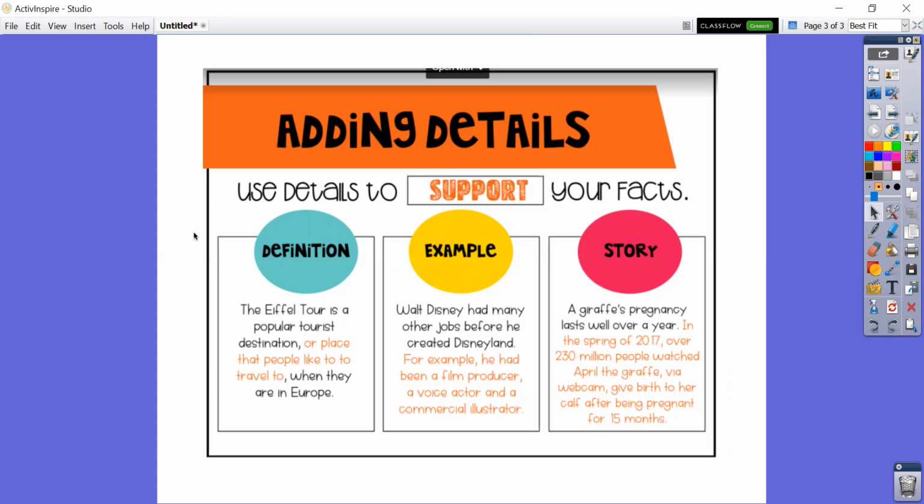So you're going to have an opportunity to fill out this same chart for your piece. You're going to give a fact and use a definition to help you support that. You're going to give another one and use an example. And you're going to give a third fact and use a story to support it. So you're going to fill out this same chart on your own for your own piece of informational writing. Good luck, writers.